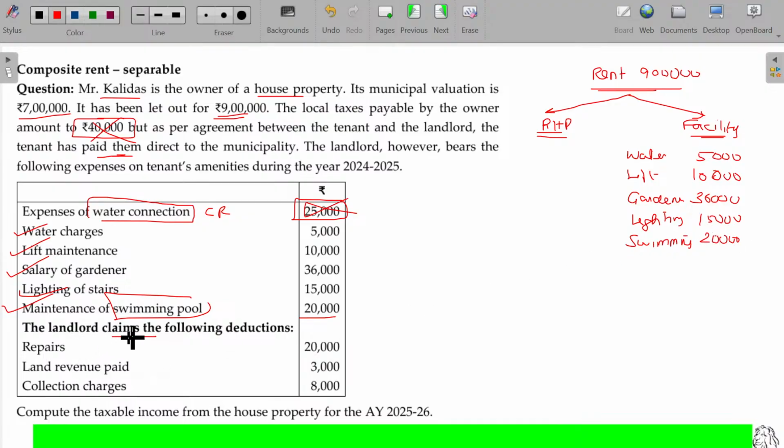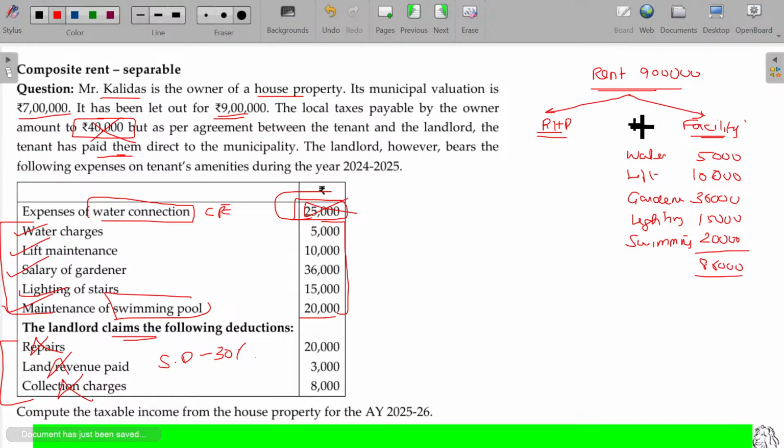The landlord claims the following deduction from his income. Repair cannot be claimable. This is not claimable. For that, standard deduction of 30% will be given straight away. Nothing can be deductible. So the support given by the owner to the tenant being these items, capital expenditure will not be considered. Come on, total this value: 86,000. Out of 9 lakhs collection, 86,000 is for this facility.